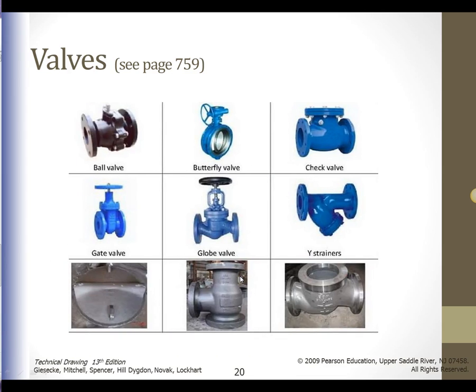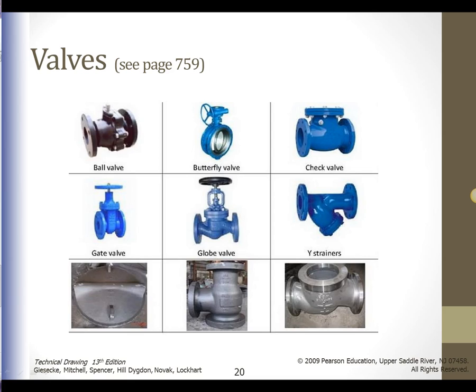You can take a look on page 759 to see the different types of valves and their standards. It gives a distinction of the different parts of a valve. Now you have a ball valve, a butterfly valve, and you can see how it swings on a stem in this picture. A check valve, gate valves, globe valves, and Y strainers. These valves can be up to 36 inches in diameter. The most common types of valves are going to be your gate valves, globe valves, and check valves.